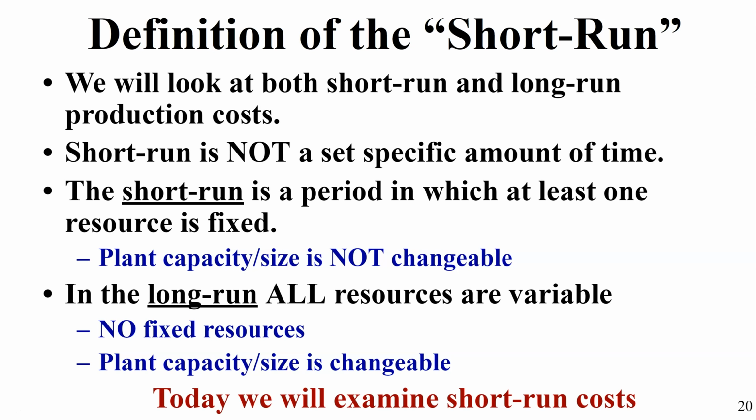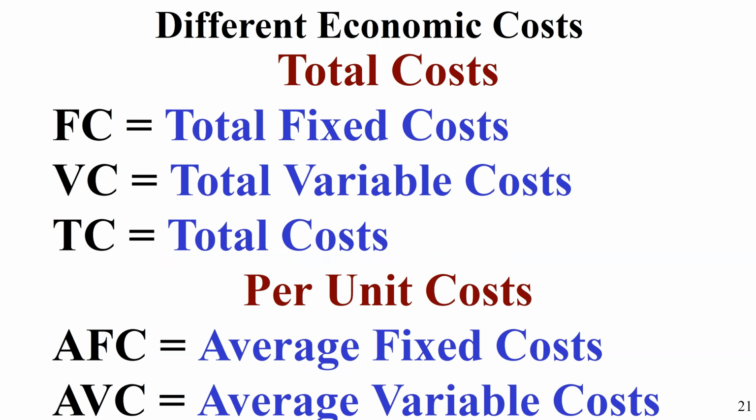So today we're looking at the short run. At the end of this video, we'll take you through the long run. So if we look at total costs, we have total fixed costs. This is the idea of FC, which is total fixed costs. We have VC, which is total variable costs. And then we have TC, which is basically adding them both together.